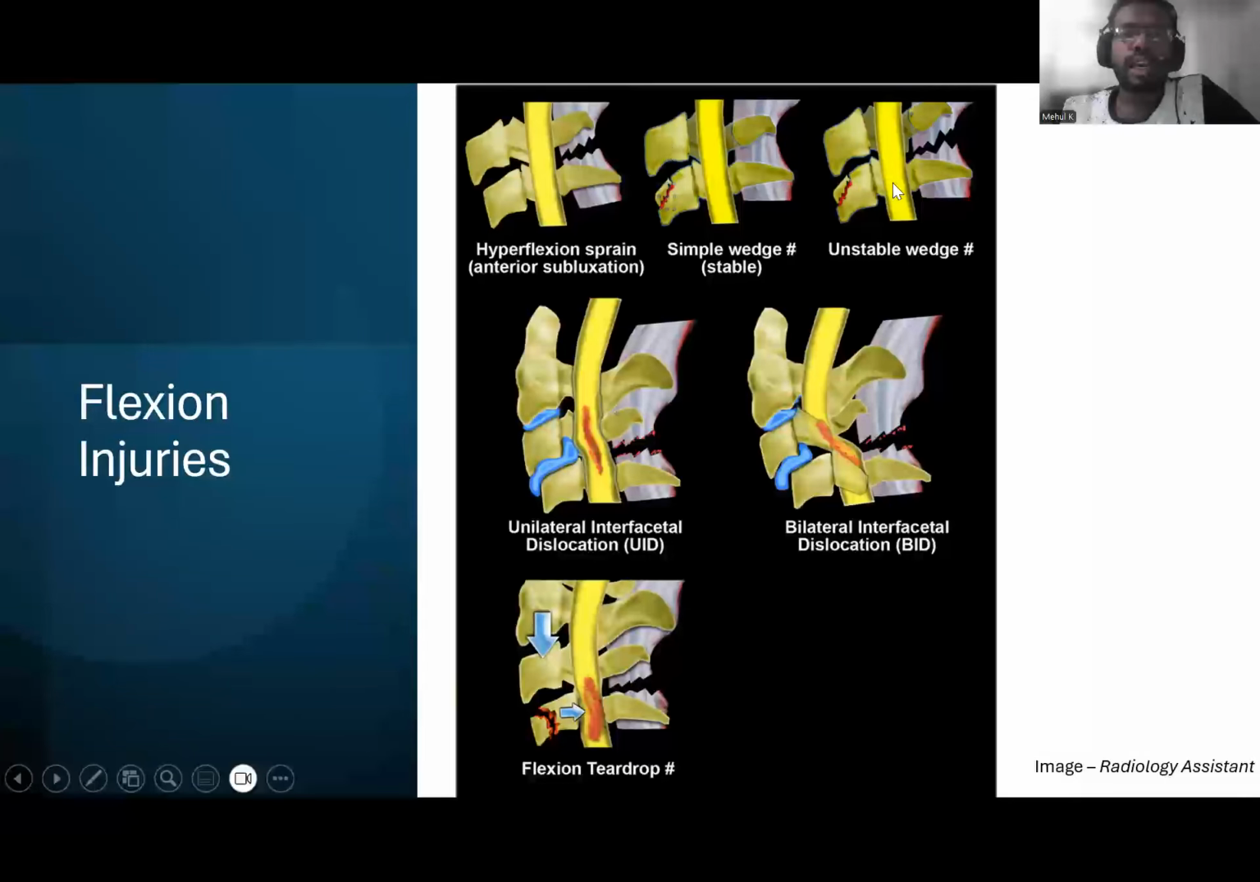Coming to simple and unstable wedge fractures. Usually wedge fractures involve the anterior part of the vertebral body.